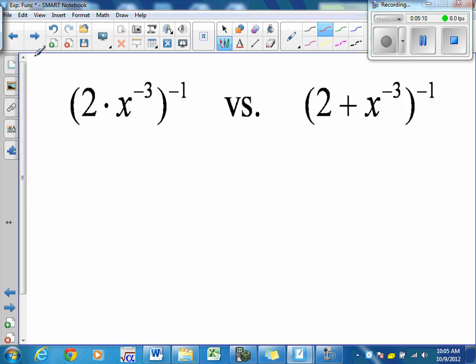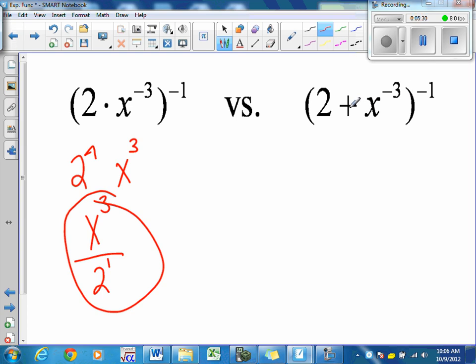So if we look at the difference here, if I have 2 to the negative 1, x to the negative 3, negative 1 as I multiply is 3. I get x cubed, a negative exponent on the top goes to the bottom.